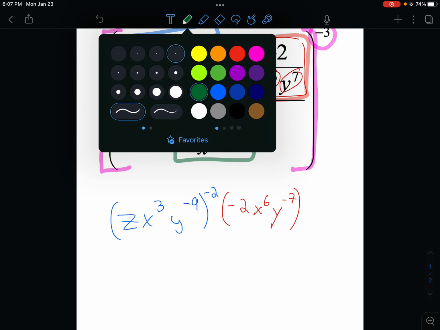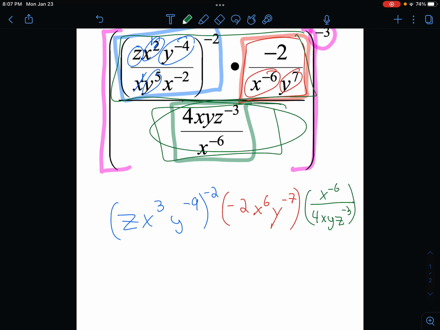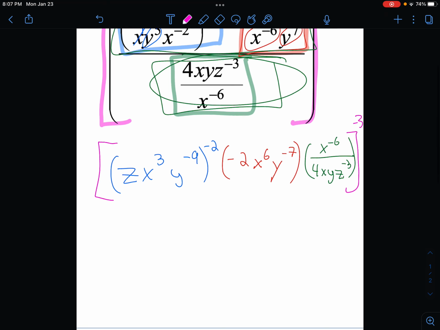And then for this final part, all of the numerator is being divided by this denominator, so I can change it to multiplication by the reciprocal. So I'm going to spend a step doing just that. X to the negative 6 over 4xyz to the negative 3. So there I'm just taking this division by some fraction and I'm flipping it to multiplication by the reciprocal. And then I want to remember that all of this is still being raised to the negative 3.